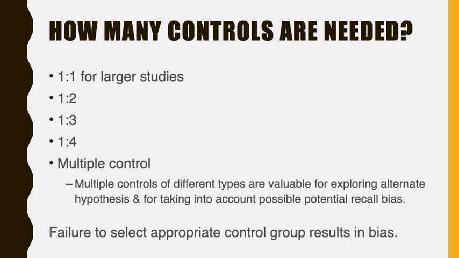Now, how many controls are needed? Well, it depends on how many people are in your study. If you have very large studies, it should be a 1-to-1. If they're very small studies, you could probably get away with 1-to-4, but it really depends. The more you have, the less bias you will have in the study.